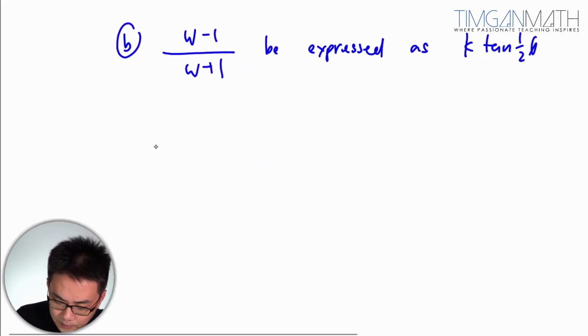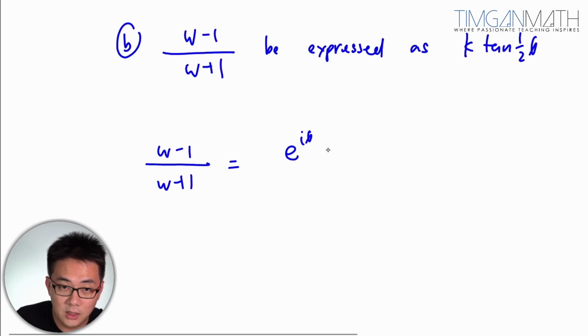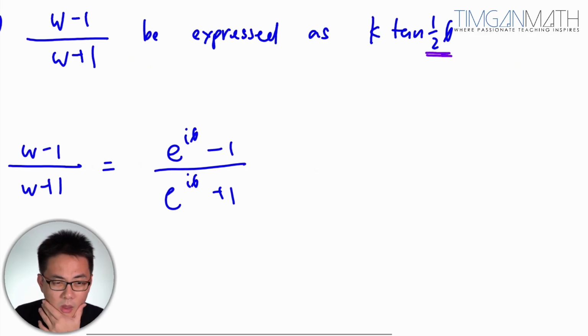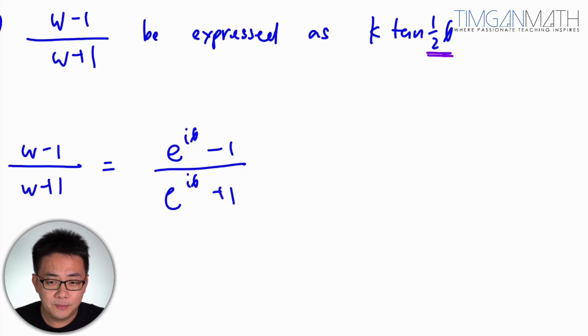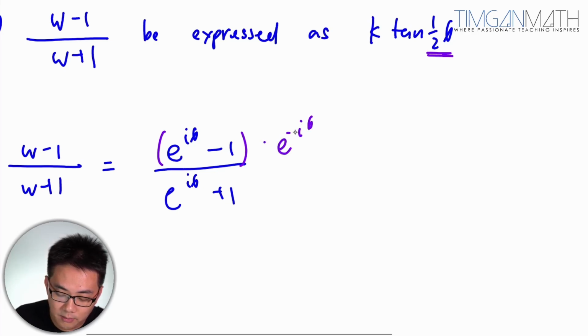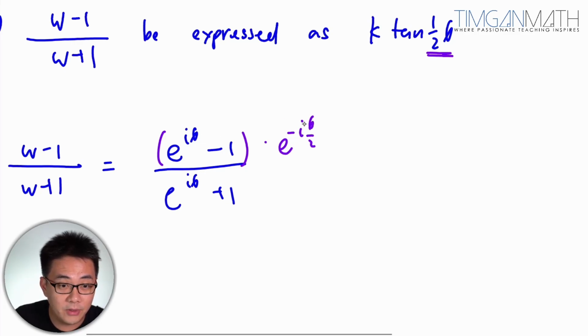Now the first thing is to change this to exponential form. So I'm going to put w minus 1 over w plus 1, change this to e to the i theta minus 1 over e to the i theta plus 1. So typically what I will suggest students to do is to look at the argument, the angle, of what you want to show. You want to change this to half a theta. So what you're going to do is just multiply this with e to the minus i theta over 2. Because it doesn't matter, this we will multiply in. So theta minus half a theta will be half a theta, and minus 1 times minus half theta will still be half a theta. So I'm pretty okay with that.